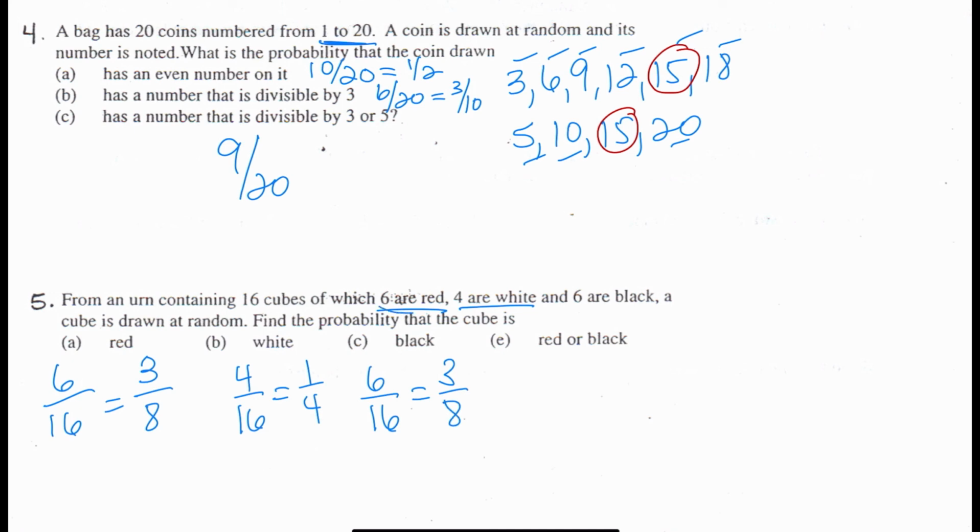And then red or black, you have to add when it's or. So red is 6, black is 6, so that means 12 out of 16, or if you divide by 4, 3 over 4. So I hope that you found this helpful.